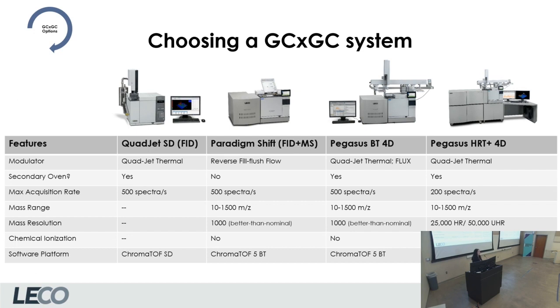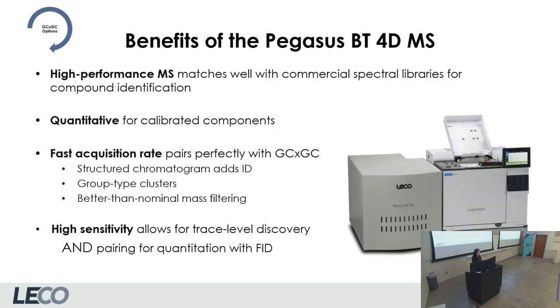I have a little space there because recently, and you've probably seen at this conference several years now, we've been working on this new reverse fill flush flow modulator, the Paradigm Shift. And this system allows us to do simultaneous FID and MS. So it's a reverse fill flush flow modulated system coupled to the BT. So you have all the benefits of the BT, but kind of the cheaper flow modulation option that allows us to also split to the FID and get even quantitation at the same time.